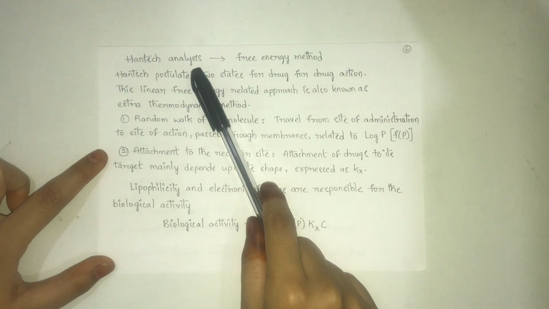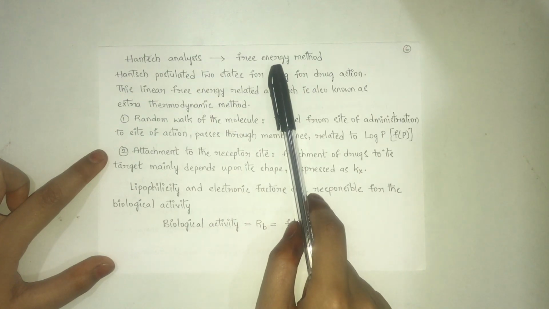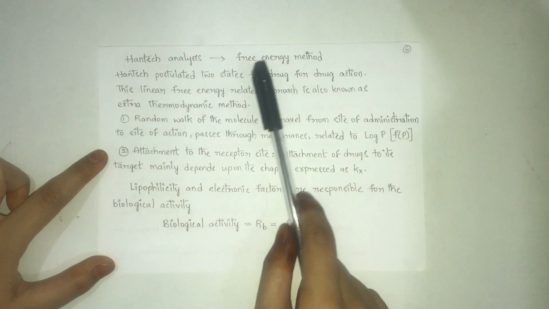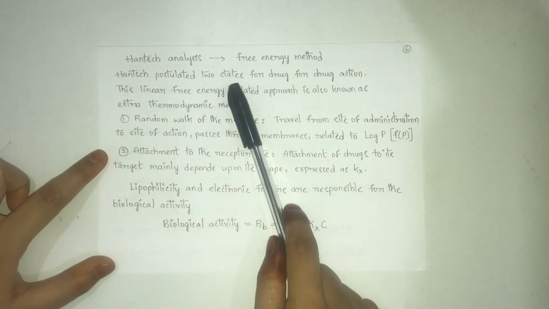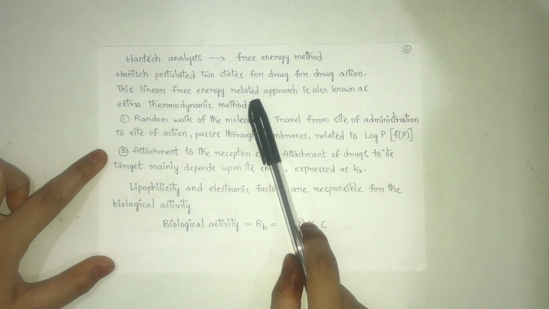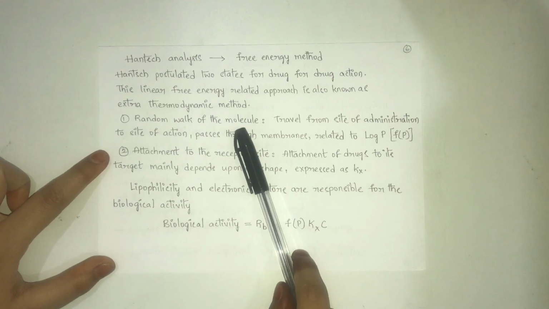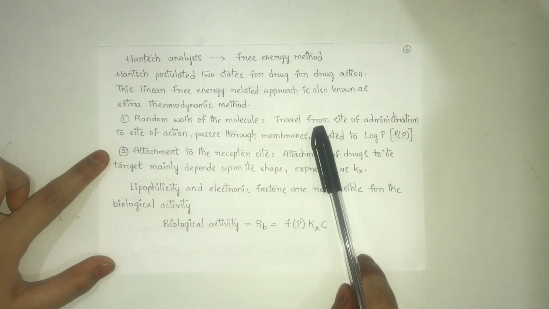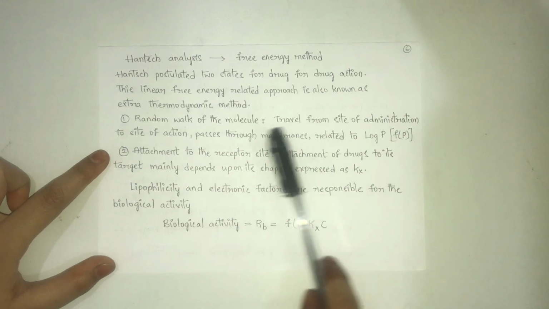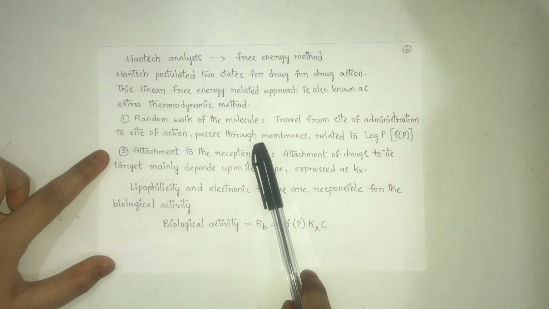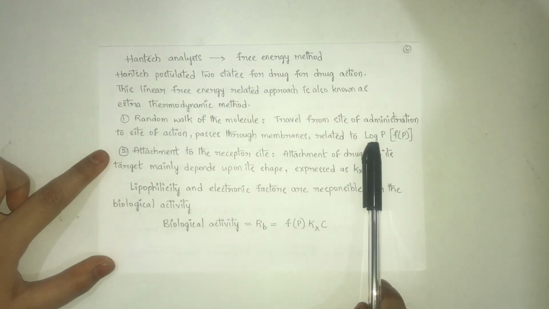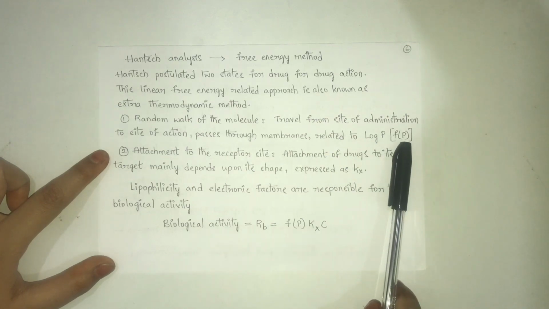Hansch analysis, which is a free energy method under QSAR methods. Hansch postulated two states for drug action. This linear free energy related approach is also known as extra thermodynamic method. So the first one under this method is random walk of the molecule, which means travel from the site of administration to the site of action passes through membranes, related to log P, which is a function of P.